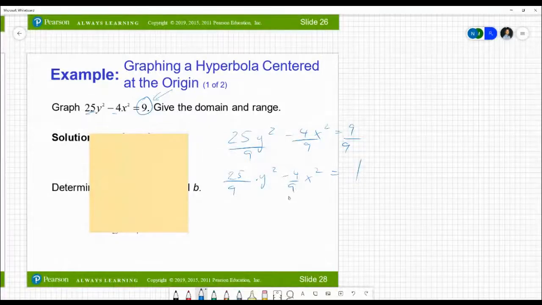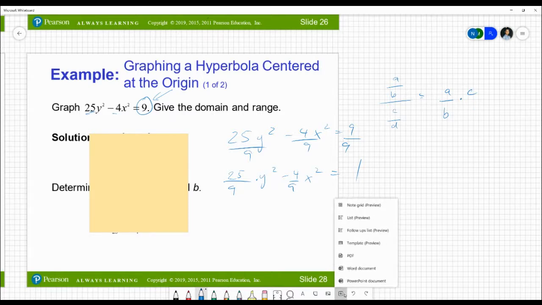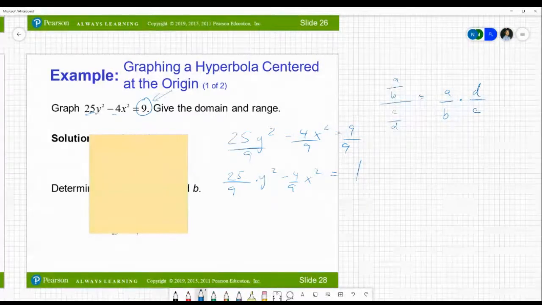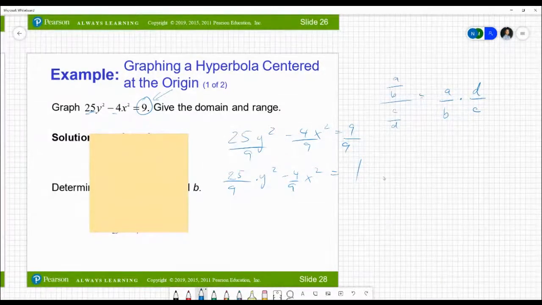Now, there's a reason why I write it like this. If you remember, if I take a number or a fraction and divide by another fraction, what do we have? If I have a over b divided by c over d, that equals a over b times the reciprocal, d over c. How can I use this fact so that I can rewrite it so that the coefficient of x and y here would be 1?